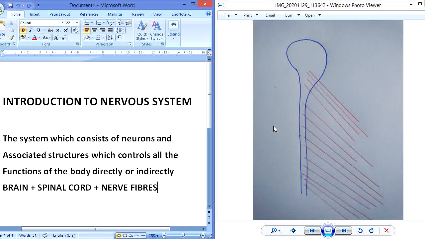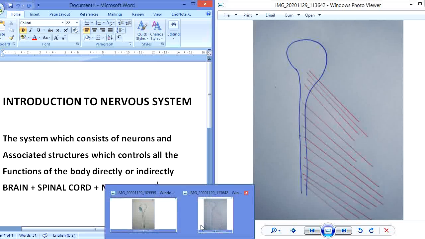We will learn about this in detail. But now in this diagram you can see that this represents the brain, this area represents the spinal cord, while these lines represent the nerve fiber. So the combination of brain, spinal cord and nerve fiber make the nervous system. So these structures combinedly control all the functions of the body, either directly or indirectly.